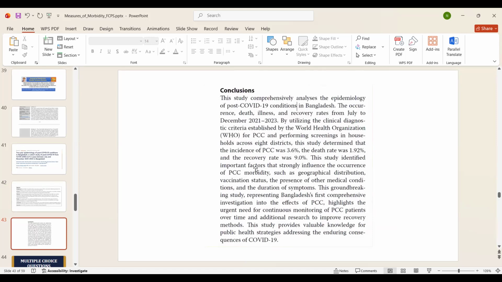The study identified important factors that strongly influence the occurrence of post-COVID condition morbidity, such as geographical distribution, vaccination status, presence of other medical conditions, and duration of symptoms.